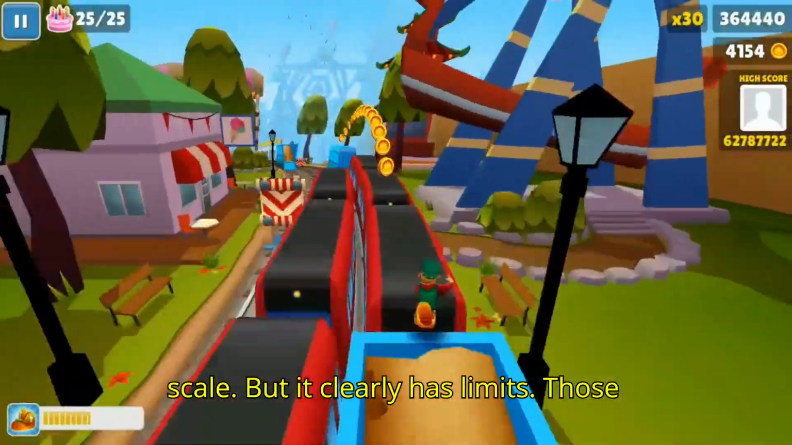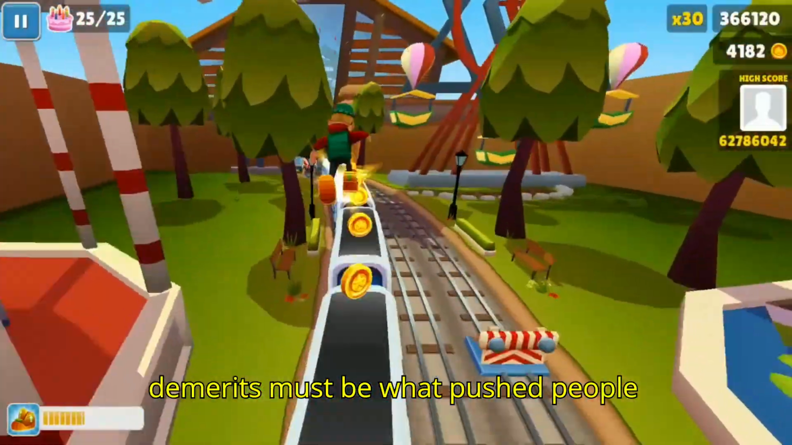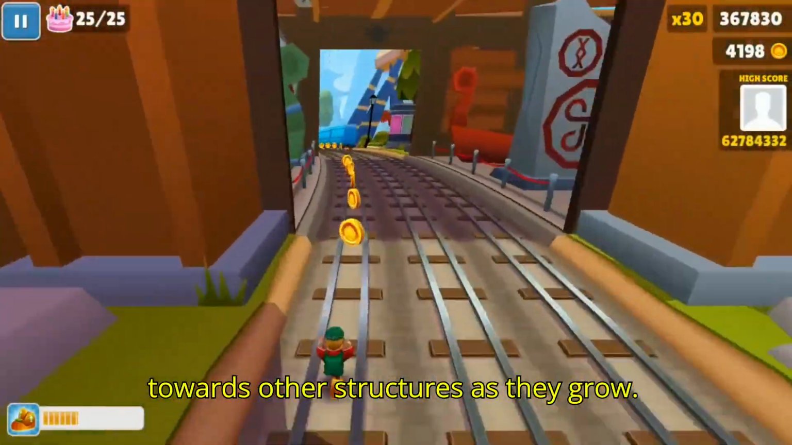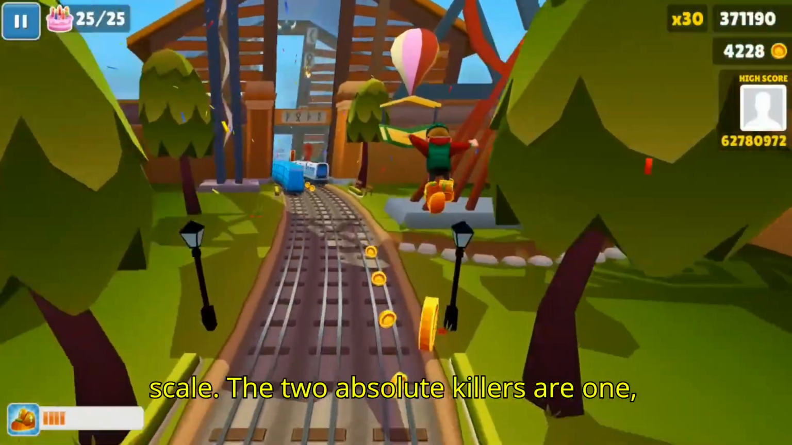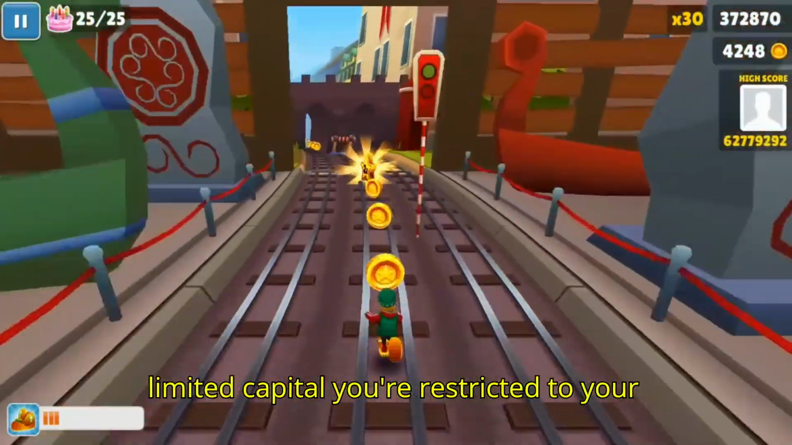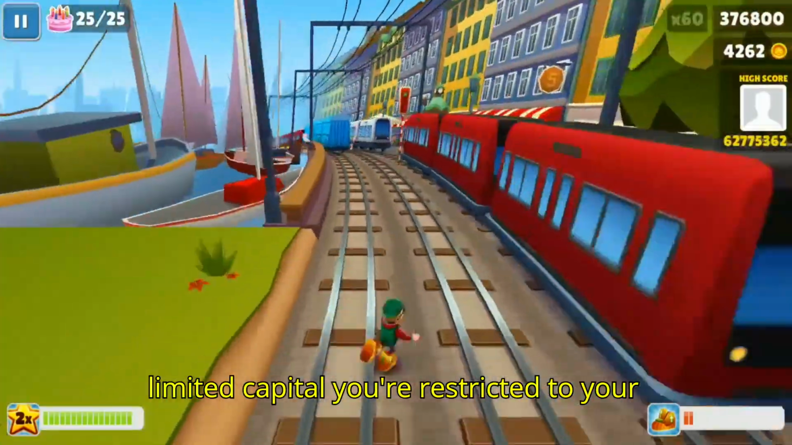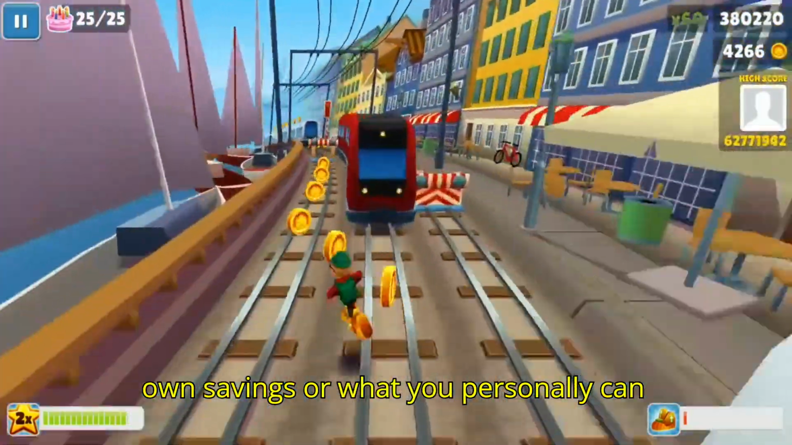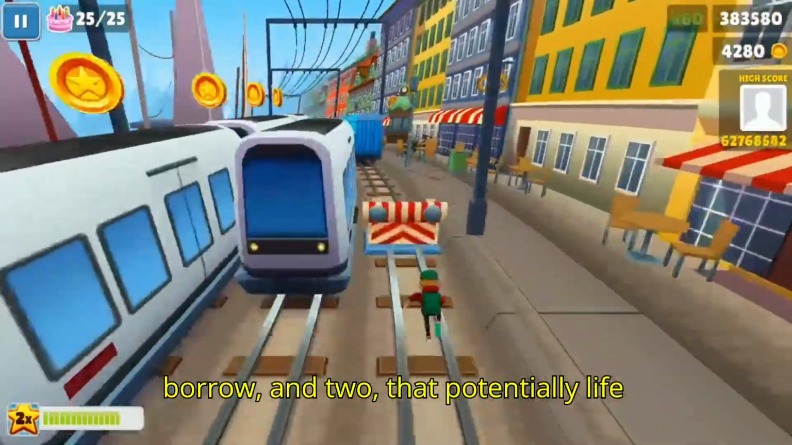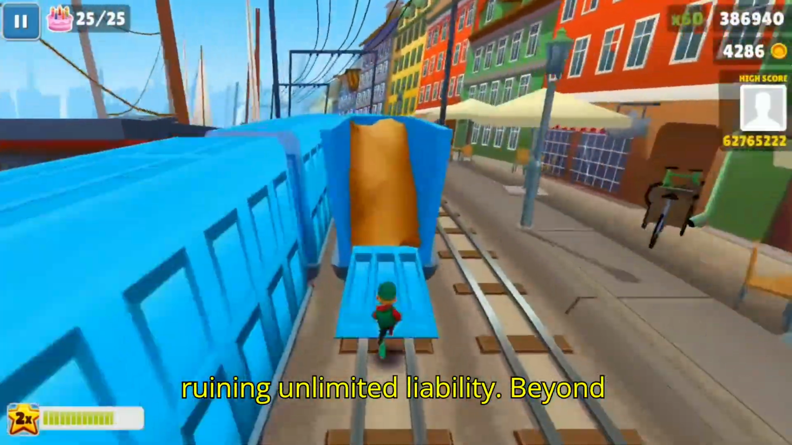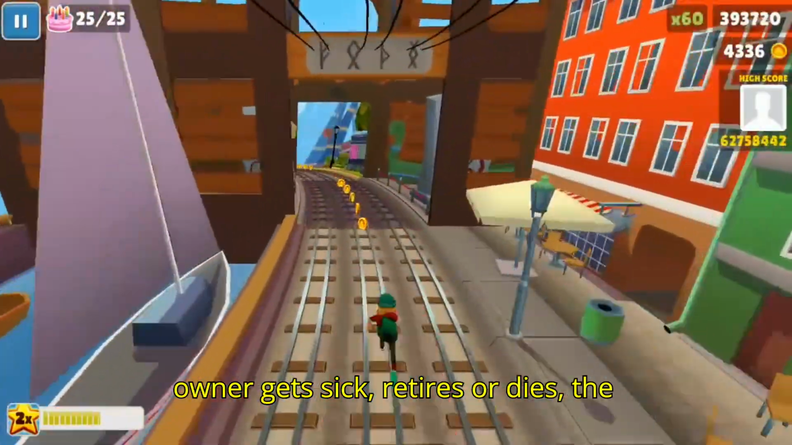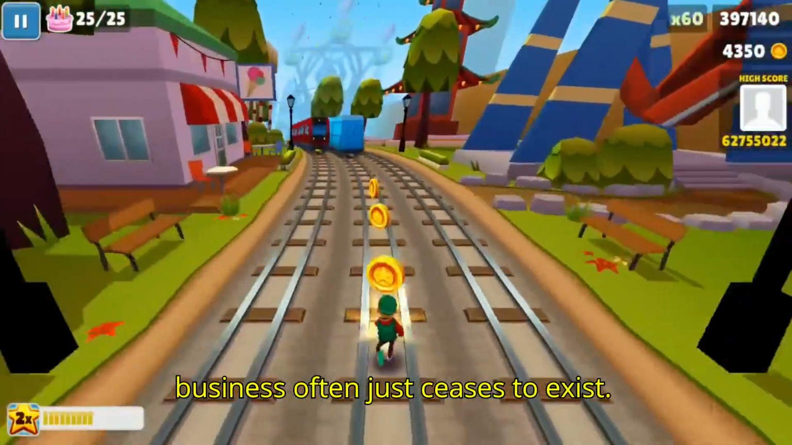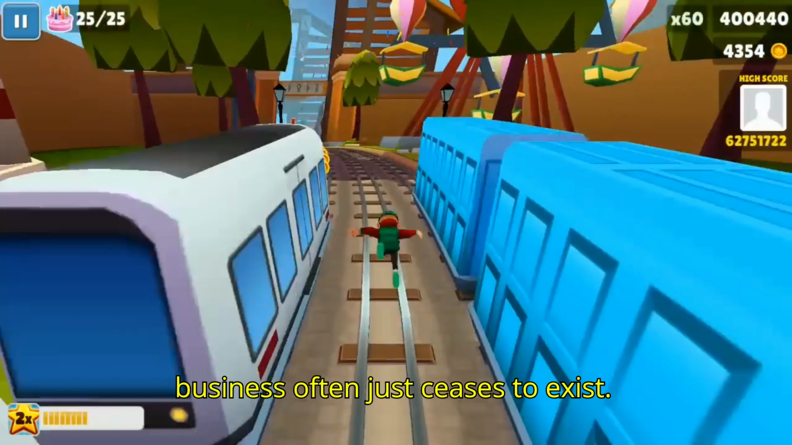But it clearly has limits. Those demerits must be what push people towards other structures as they grow. Absolutely. The drawbacks really limit scale. The 2 absolute killers are: 1, limited capital. You're restricted to your own savings or what you personally can borrow. And 2, that potentially life-ruining unlimited liability. Beyond those, there's uncertain duration. If the owner gets sick, retires, or dies, the business often just ceases to exist.